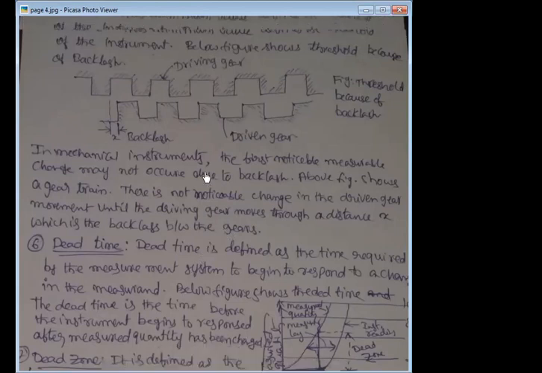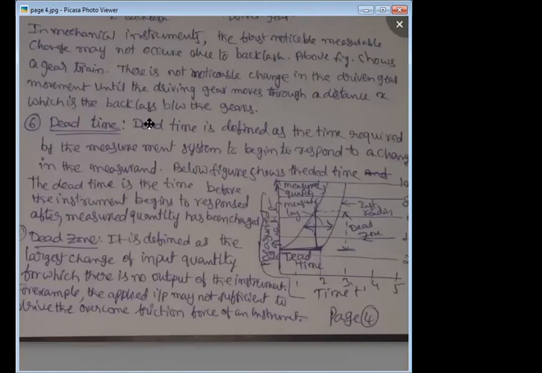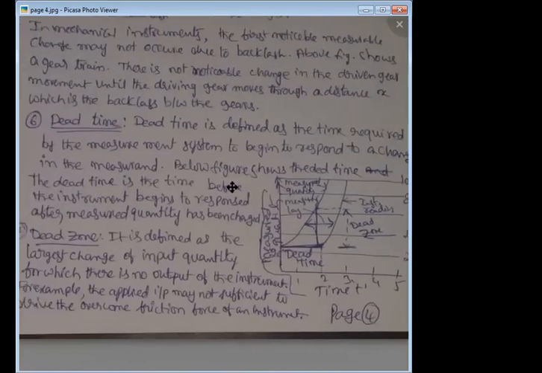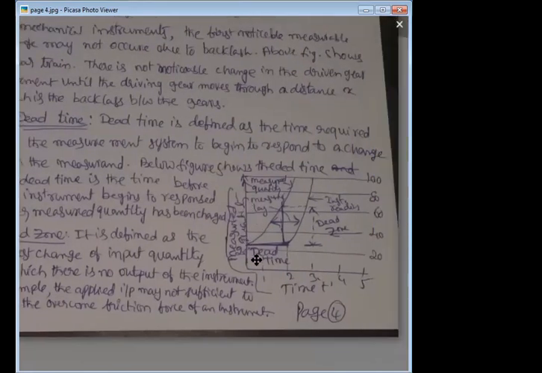And coming to dead time. Dead time is defined as the time required by the measurement system to begin to respond to a change in the measurement. See here in the figure, we have a dead time. This is the time, and this is the output. Until a certain amount of time, the instrument does not respond.